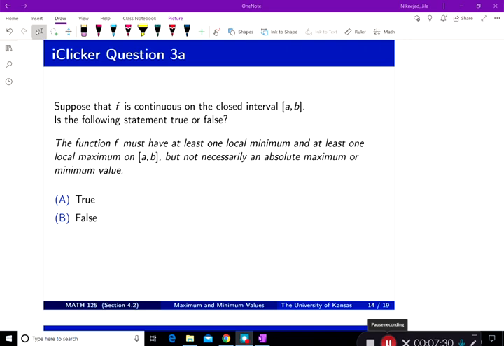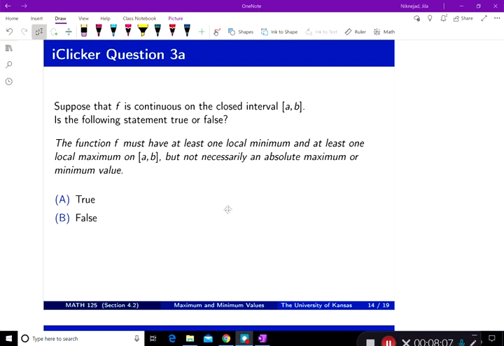We're continuing with section 4.2, and let's do a few iClickers. This one is iClicker question 3a of 4.2. Suppose that f is continuous on the closed interval a and b. Is the following statement true or false? The function f must have at least one local minimum and at least one local maximum on a and b, but not necessarily an absolute maximum or absolute minimum. I suggest pausing and thinking and coming back.